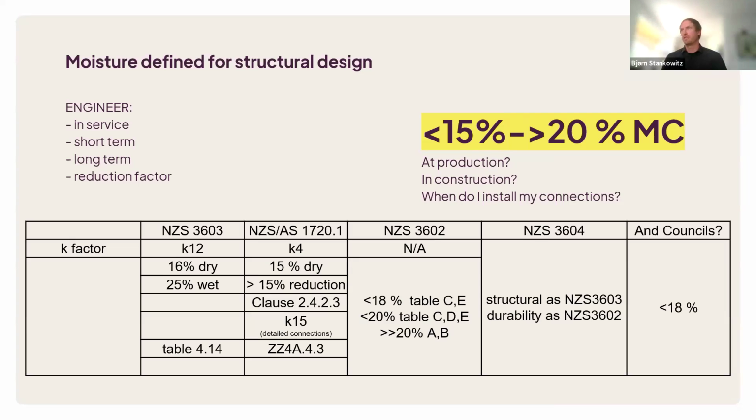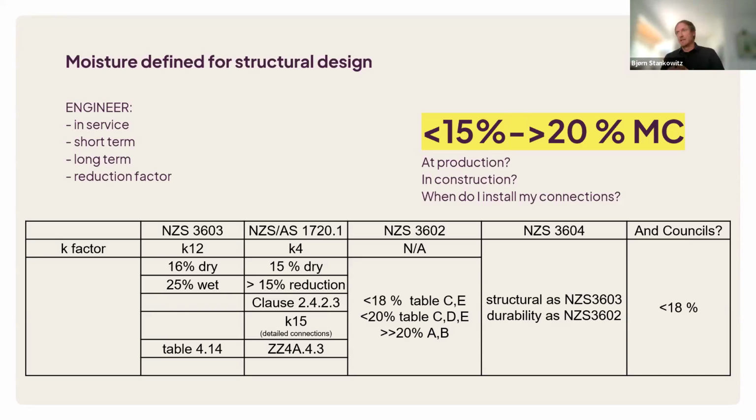Now, moisture defined for structural designs is a thing. So there's 3603, 1720, then there's a durability, then there's 3604, and then there's the councils. So everyone is bouncing some numbers around, and council allows you to line the walls at lower 18%. Well, this is basically related to light timber framing. What happens to mass timber at the end of the day? Mass timber has way more mass itself, and therefore stores more moisture. Is that okay to line at 18% as well?